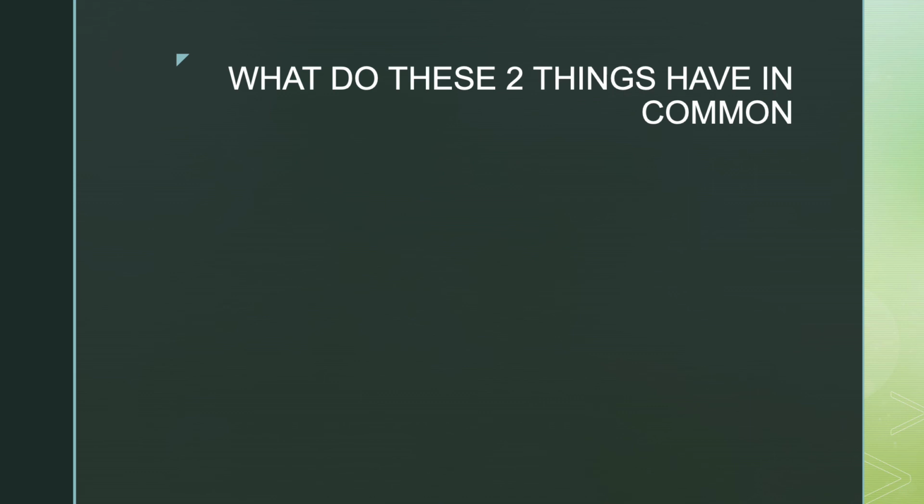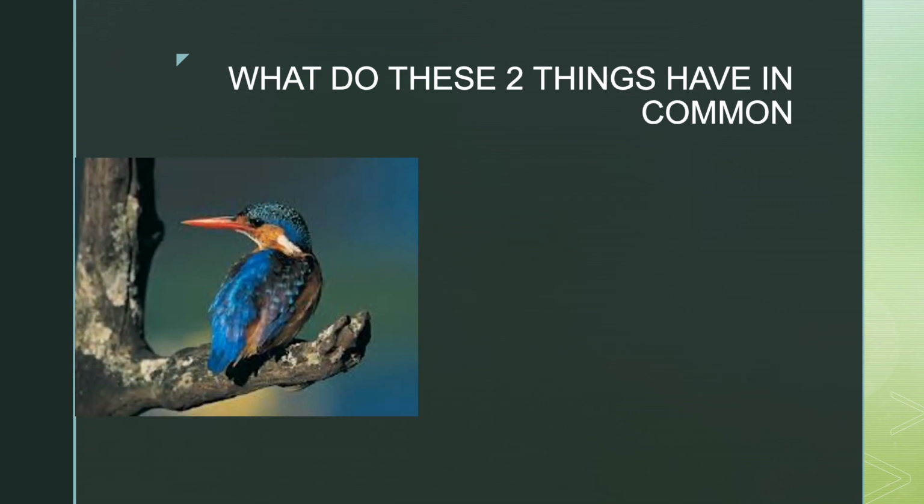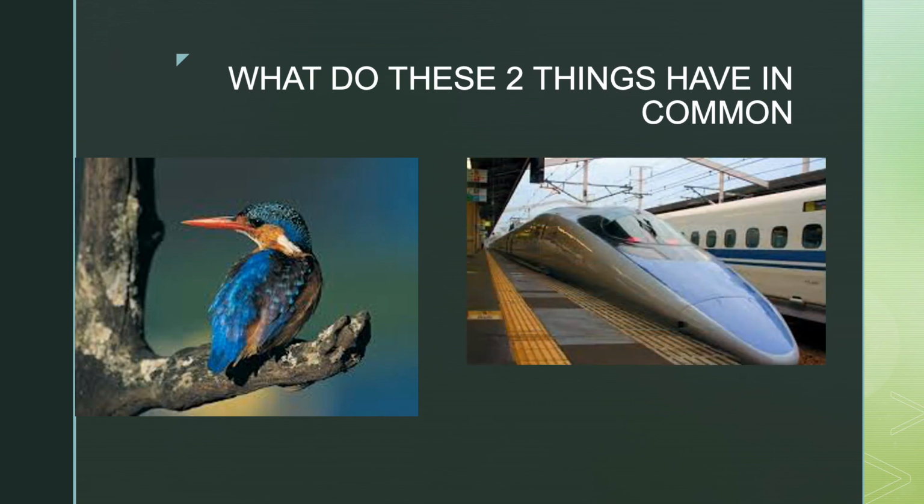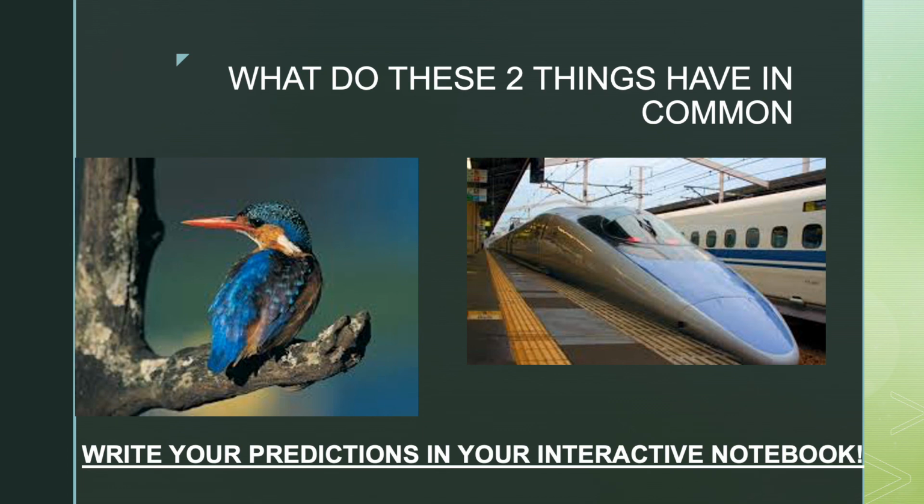Before we begin, look at these two pictures. This on the left is a kingfisher bird and this on the right is a bullet train. Take 25 seconds of your time to predict how this bird inspired a new train. To start, maybe write down some commonalities to help you with your prediction.